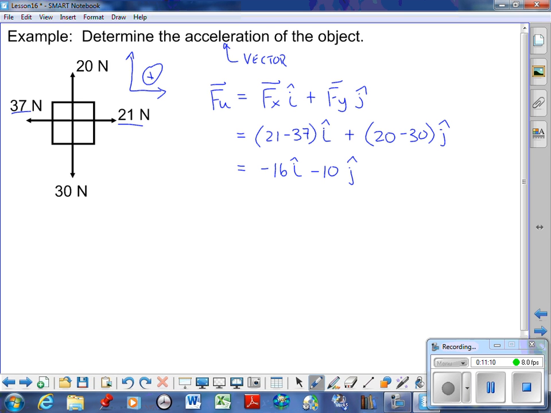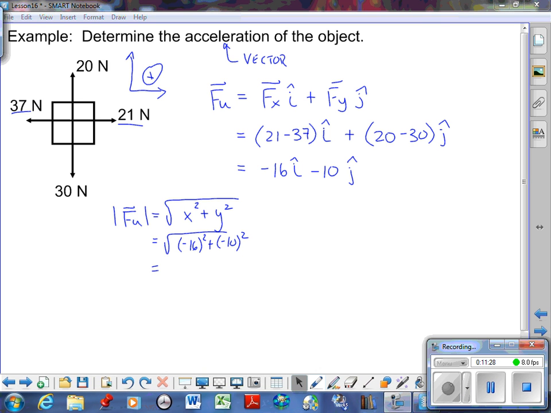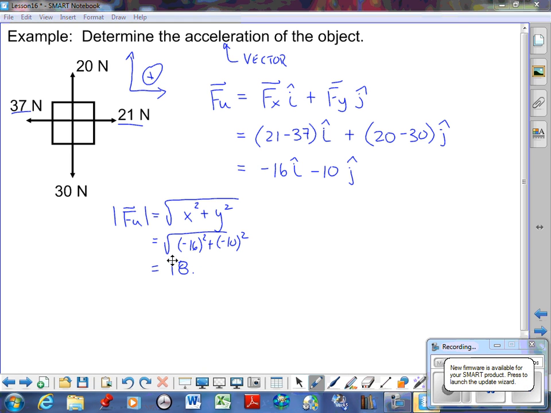If I want to find the acceleration, I need to know the magnitude of the force, and that is the square root of the x component squared plus the y component squared. So negative 16 squared plus negative 10 squared would give me 18.9 newtons.